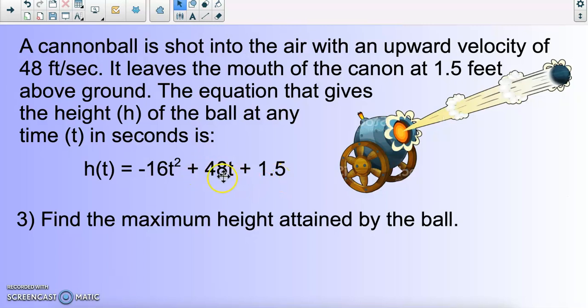This 48t deals with the upward velocity. And this negative 16t squared is nothing more than gravity pulling that ball down. We need to find out how high this ball can get, and to do that, I think we're going to have to go to part 2 of this video. So when you're all done, find part 2.